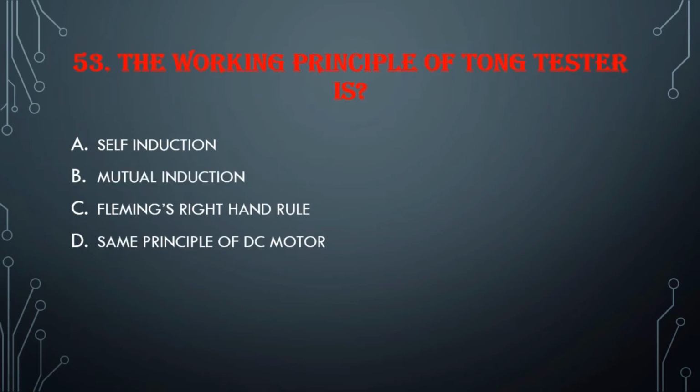The next question for you all, my friends, is: the working principle of tong tester is. The options are A. Self-induction. B. Mutual induction. C. Fleming's right-hand rule. D. Same principle of DC motor. And your time starts now.